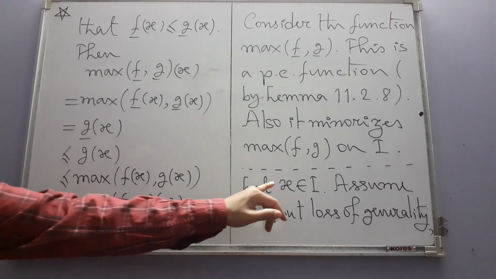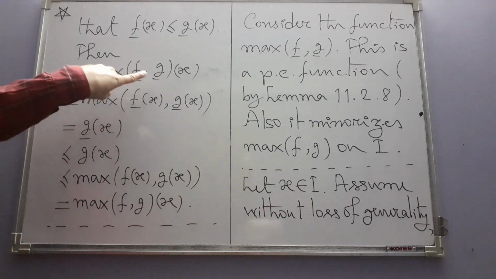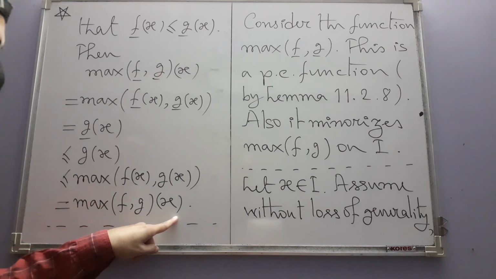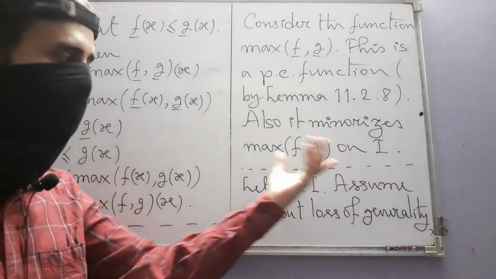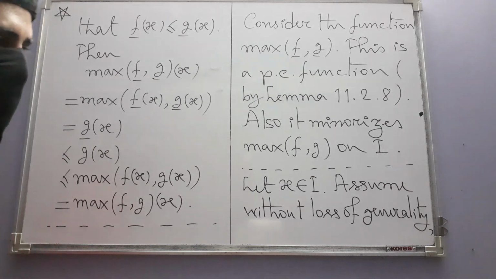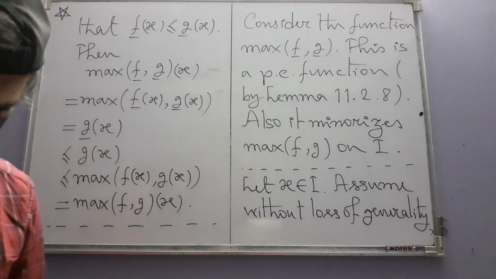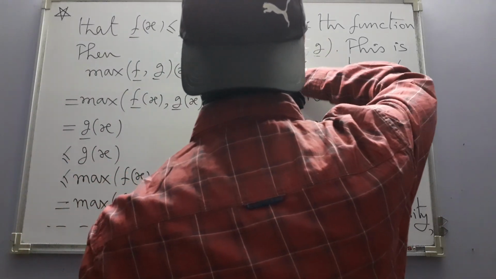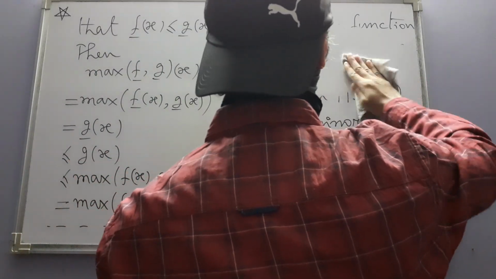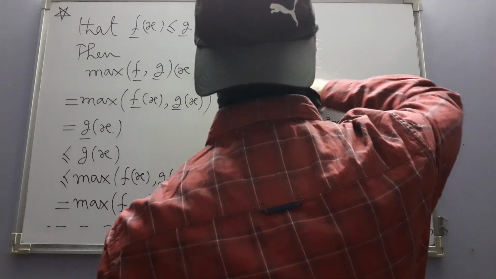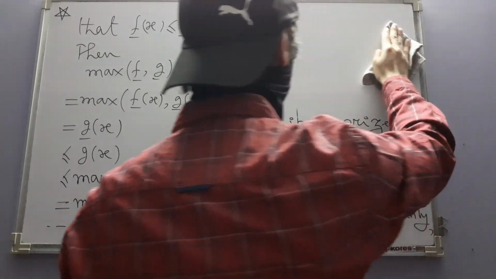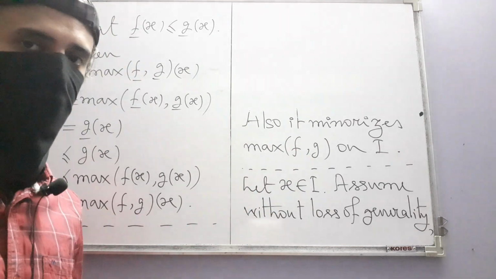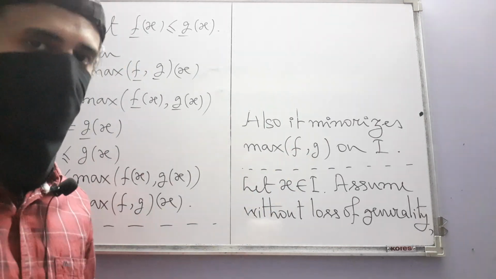So now you see that at any x in I, this function value at x is less than or equal to this at x, and that is why it minorizes this on I. Okay, so that's the reason. But if it is a PC function that minorizes max, then how can we relate it to the lower Riemann integral of max? It will be less than or equal to the lower Riemann integral.